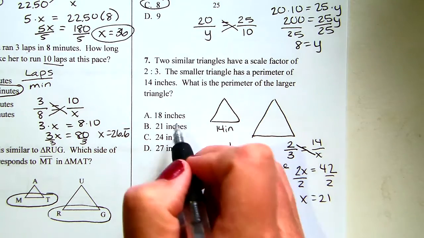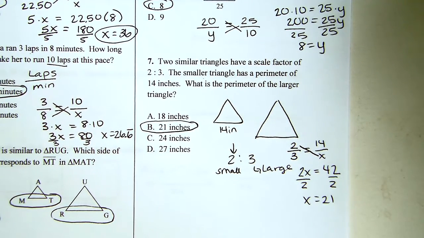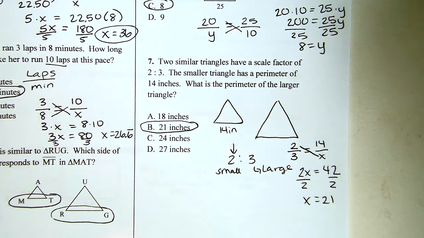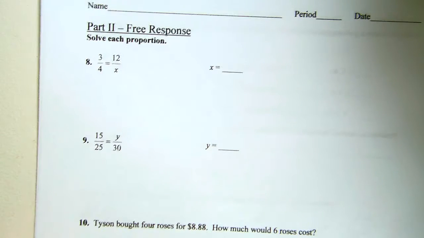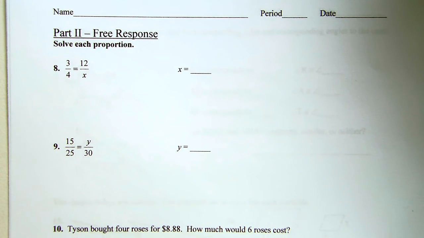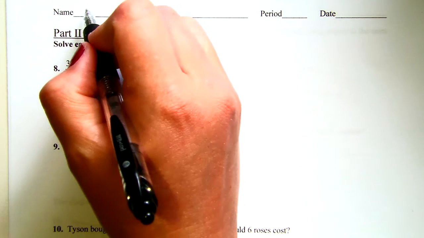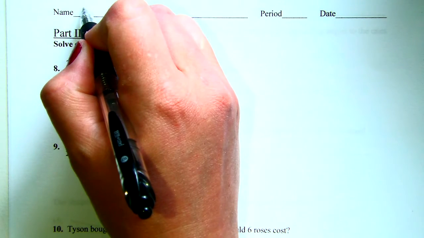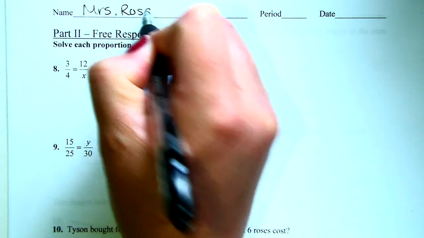Moving on. Next, here we go. So now officially we're in the free response. This is where you're going to need to make sure that you're showing your work as you're going through this. So here we go. Solve each proportion. Once again, please write your name at the top of each page. This way I know whose it is in case for any reason the pages get separated. It just makes things a lot easier for us as teachers when we're grading this stuff since we don't have you in person.